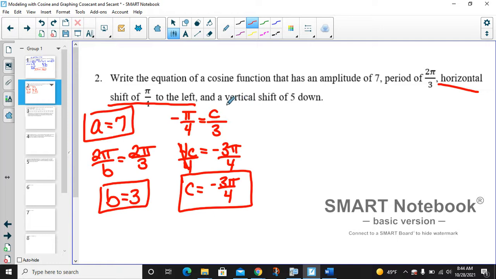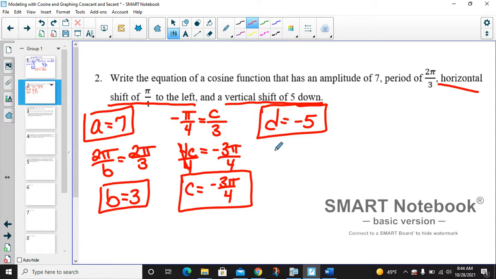All right, and finally, our vertical shift of 5 down. Of course, our vertical shift is just our baseline. So that tells us that D is equal to negative 5 because of this down piece. That is the negative direction. So again, now we have our A, our B, our C, and our D.